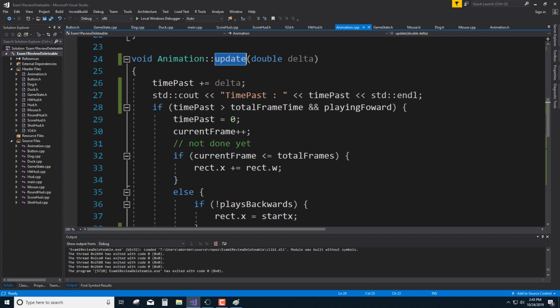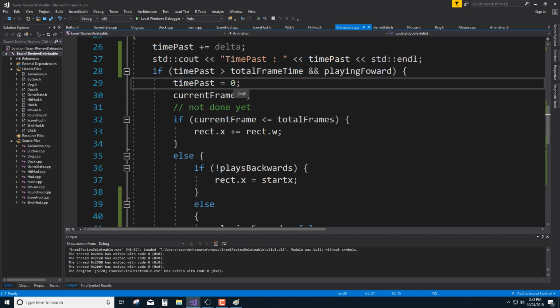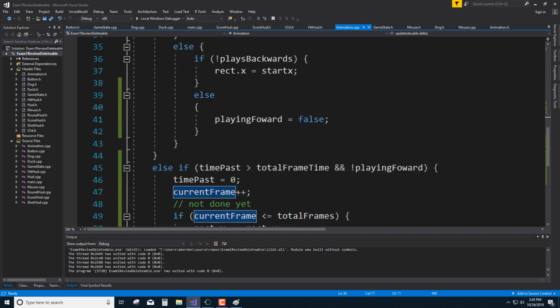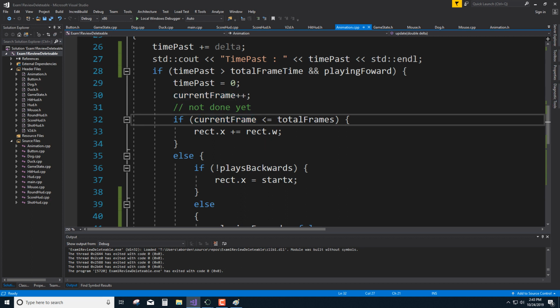So if the time passed is greater than the total frame time, and we are playing forward, time passed equals 0, current frame moves. All of this happens. This works. Okay. I got to the second frame. It didn't turn to a red dot, but it was still a black dot. But it's only stuck in the second frame. I think this needs to be less than total frames.